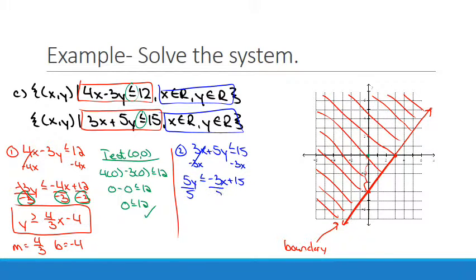Divide by 5. It's a positive 5 this time, so I do not need to flip my inequality sign. Okay, there's my slope, there's my y-intercept. So there's my first point. Now down 3, 1, 2, 3, over 5, 1, 2, 3, 4, 5. So you can see here that this happens to be intercepts both times.